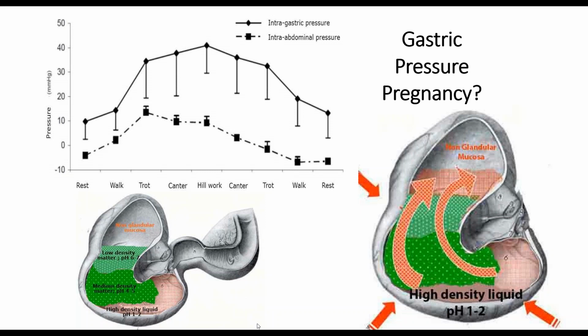But what happens when you exercise the horse and the abdominal muscles press on the horse's stomach? There's been research to show that this top line here is the gastric pressure on the stomach when the horse is exercising. At rest, there's very little pressure, but as we start to walk, trot, canter, and do hill work, you can see that the pressure on the horse's stomach significantly increases. It squeezes the stomach so this high density, very strong acid down here with a pH of 1 to 2 gets pushed up into that non-protected region and causes our gastric ulcers.